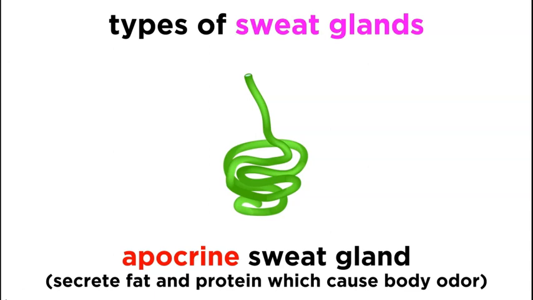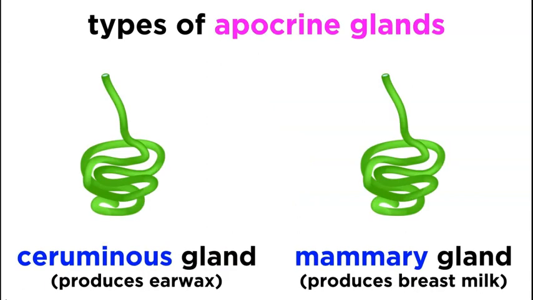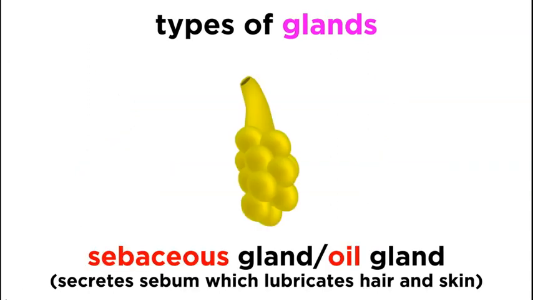Sweat is also secreted by apocrine sweat glands, which are far fewer, found only in certain areas, and secrete fat and protein components along with the normal mixture, which is the cause of body odor. Ceruminous glands and mammary glands are also types of apocrine glands, which produce earwax and breast milk. Beyond sweat glands, there are sebaceous glands, also known as oil glands. These are branched alveolar glands that secrete sebum, which is made of oily lipids. This will soften and lubricate hair and skin, slowing water loss and killing certain bacteria.